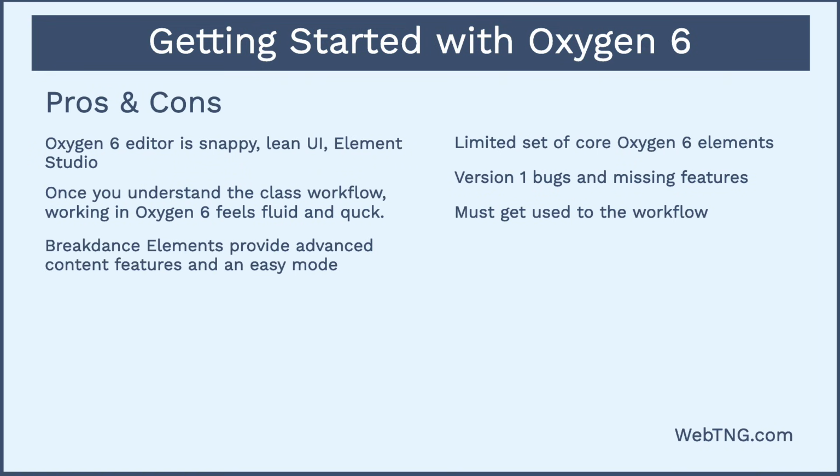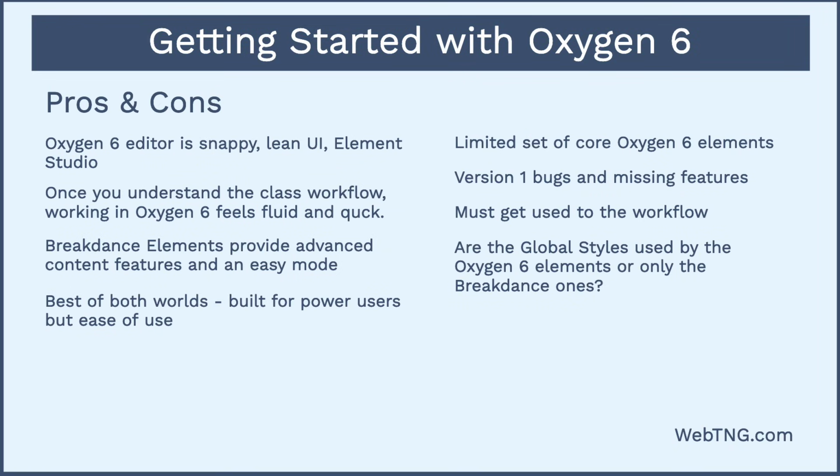The Breakdance Elements provide an easy mode. Even though we don't have a lot of Oxygen 6 elements, there are a ton of pre-built elements from Breakdance. There's the header builder, the WordPress menu, tabs, accordion, Google Maps, etc. You could theoretically build these yourself, but it's not what most people want to do. So in some ways, you have the best of both worlds. You have the easy mode from Breakdance with the developer and power user focus of Oxygen. So I think that will appeal to a lot of people.